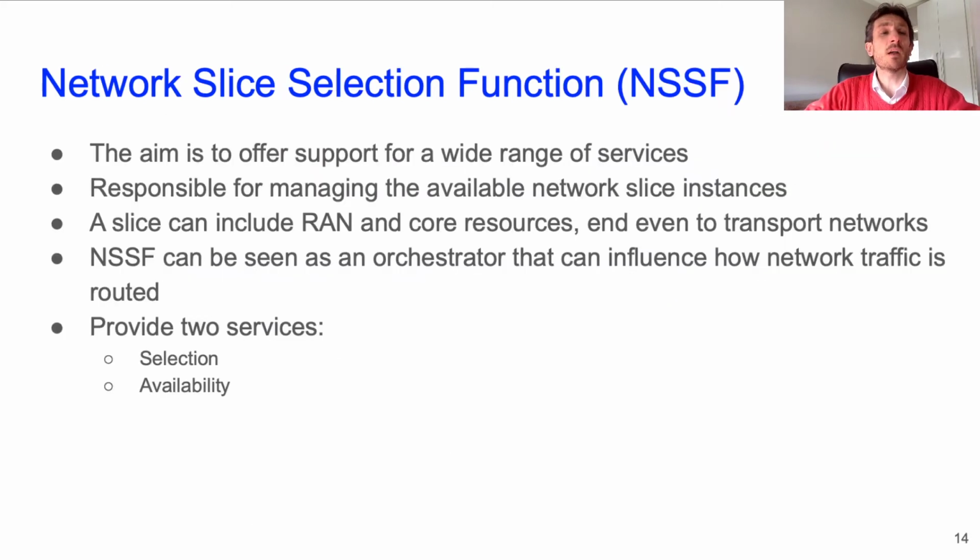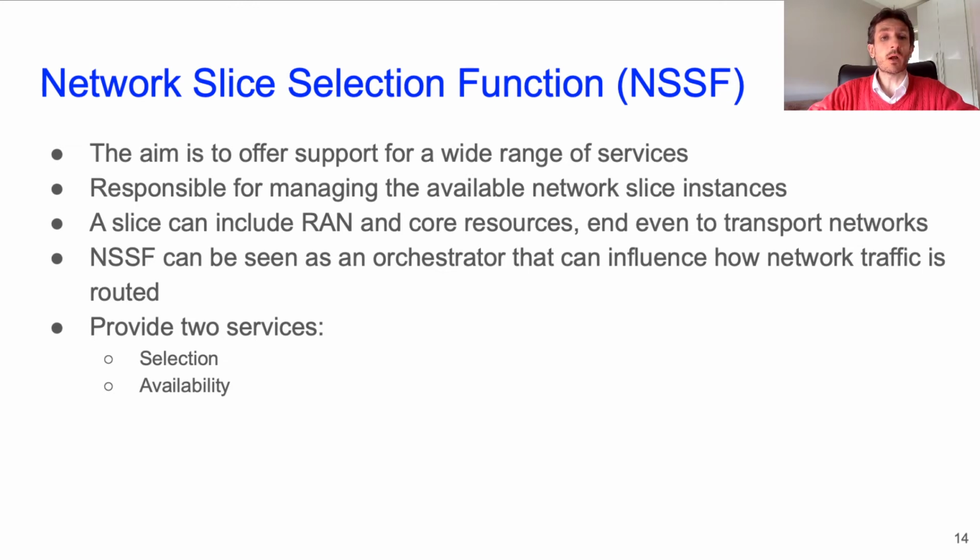In the 5G context, a network slice can be used to allocate a set of resources, virtual or not, to meet the requirements of applications. The network slice selection function provides support for a wide range of services, such as those with specific performance demands. A slice can include radio access network and core resources, considering transport and the end-to-end network service.